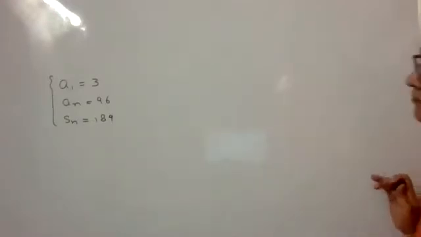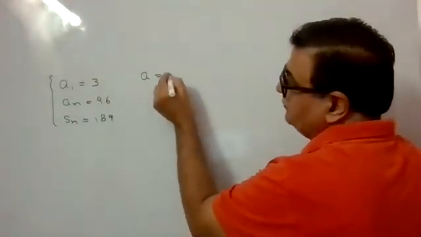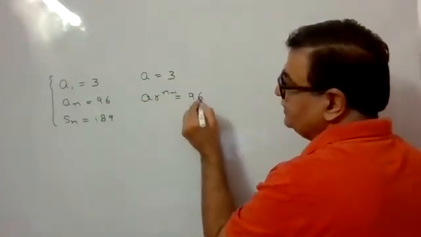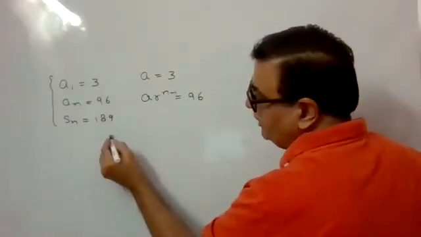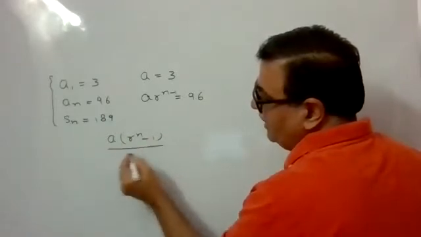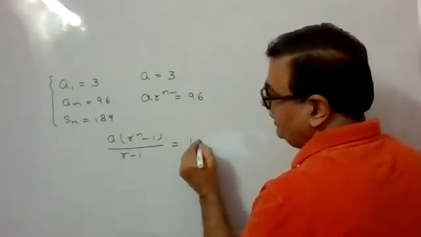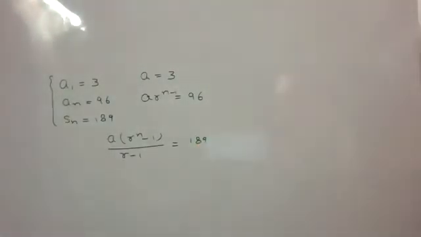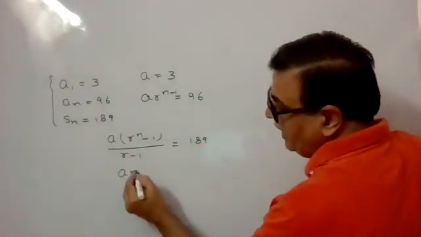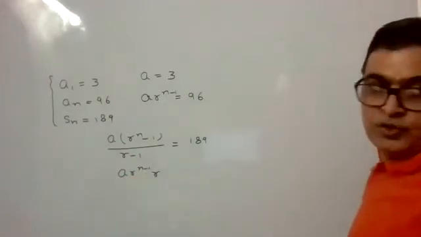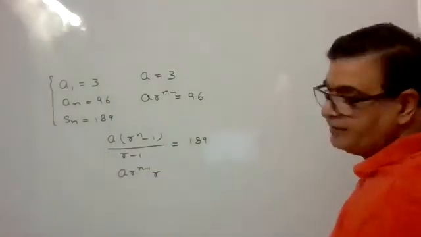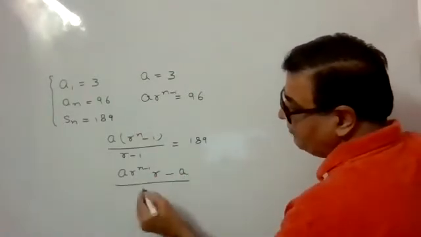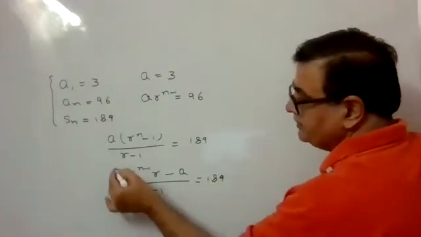Yes, please. A1 is 3, so A we have 3. Nth term is A R power n minus 1, which is 96. Sn is what? A (R power n minus 1) by R minus 1 is 189. If you solve it, what will it come? A R n minus 1 into R. Can you write? You remember that formula? The last term is already given in the question, 96. So A R n we will write as A R n minus 1 into R, minus A, by R minus 1, is 189.